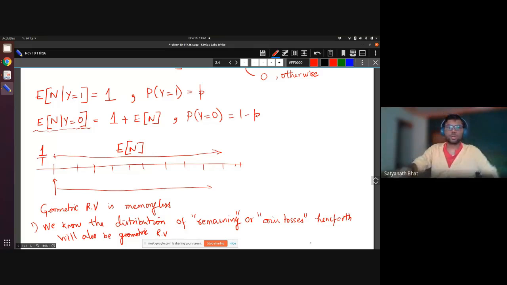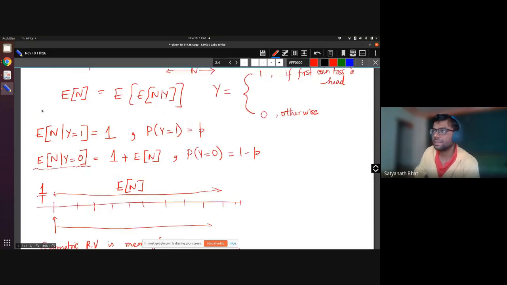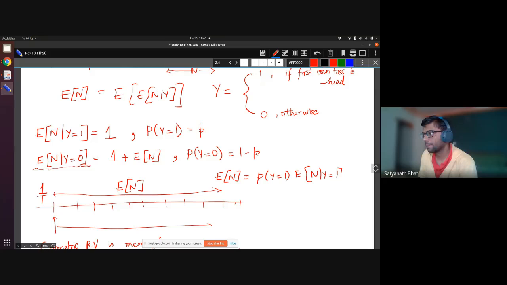Okay, so let's move on. Now we have all the elements that we need to compute E of n. So what is that going to be? E of n is going to be P(Y=1) times the expected value of n given Y=1, plus P(Y=0) times the expected value of n given Y=0.